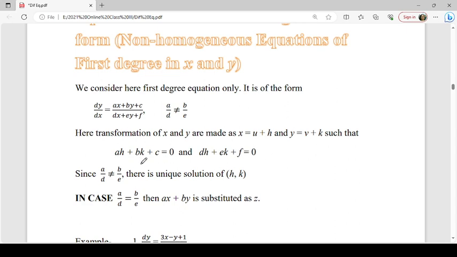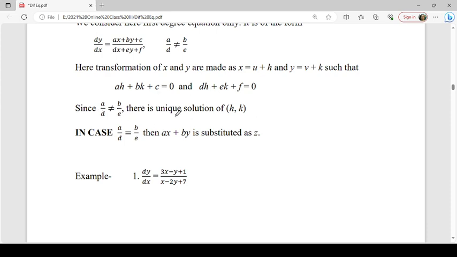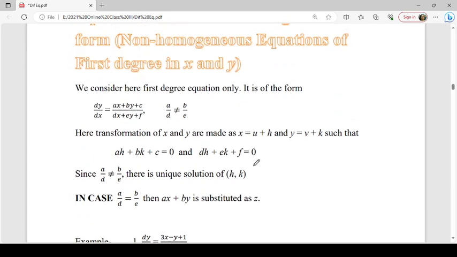We make this substitution, and we will have the unique solution h and k. And if they are proportional, then we write this ax plus by is substituted as z. So two cases are there. If they are not equal, we write x is equal to u plus h, y is equal to v plus k, and I will have some solution for h, k.